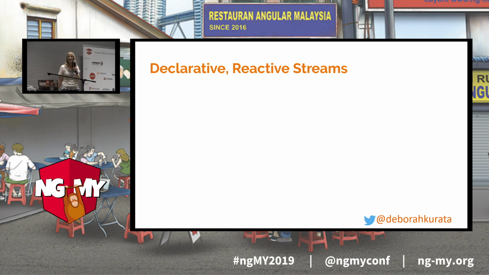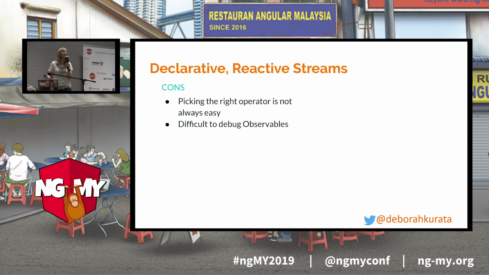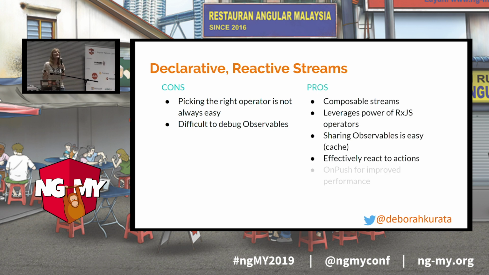So declarative reactive streams have a couple of cons. Picking the right operator is not always easy, and it's sometimes difficult to debug observables, though I understand that there is work being done on this at this point. But there are lots of pros to this that we've already talked about.